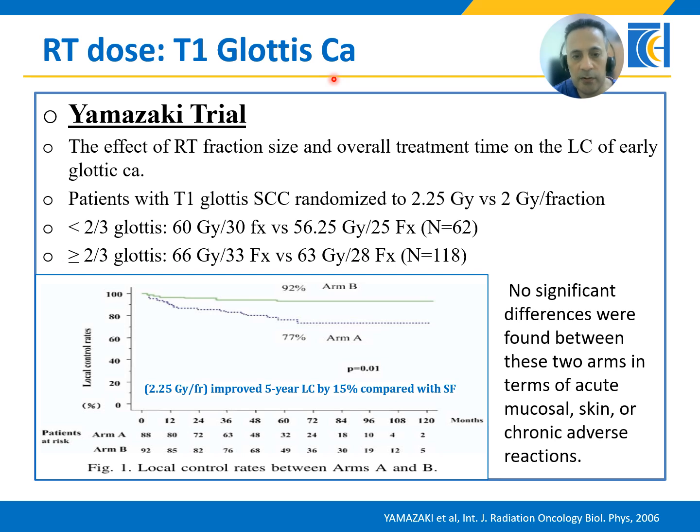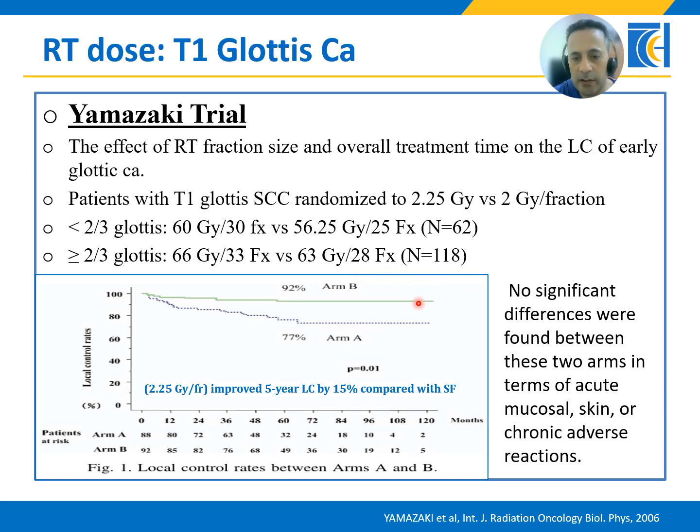Data from Osaka, Japan, published by Yamazaki et al., evaluated the effect of radiotherapy fraction size and overall treatment time on the local control of early stage glottic cancer. Patients with T1 glottic SCC were randomized to 2 gray per fraction versus 2.25 gray per fraction. Patients with minimal tumor involving less than 2/3 of the true vocal cord were randomized to 60 gray in 30 fractions versus 56.25 gray in 25 fractions, while tumors involving 2/3 or more of the true vocal cords were randomized to 66 gray in 33 fractions versus 63 gray in 28 fractions.